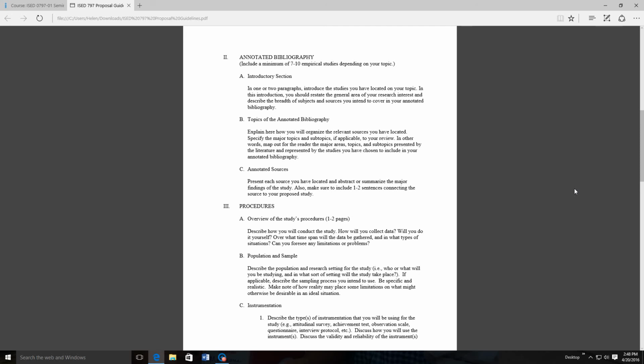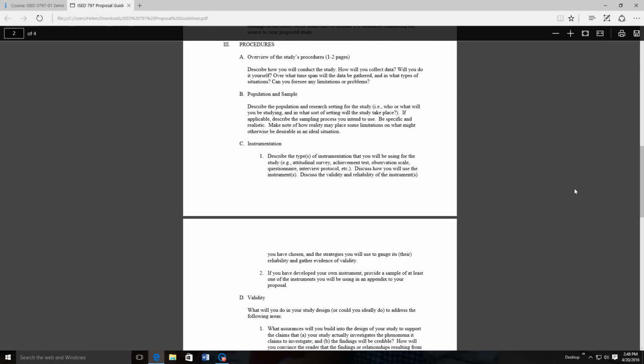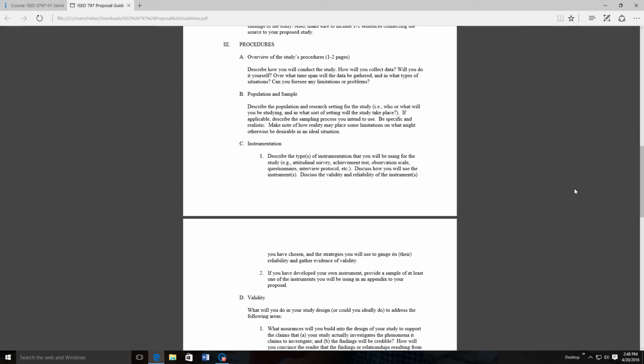Section B deals with the population and sampling, which maps onto the worksheets that you completed for the second set, as well as instrumentation. Now, if you are using a pre-existing tool, meaning one that has been used widely, then there's no need for you to include an example of it. Just refer to it and then include evidence of validity and reliability for it.